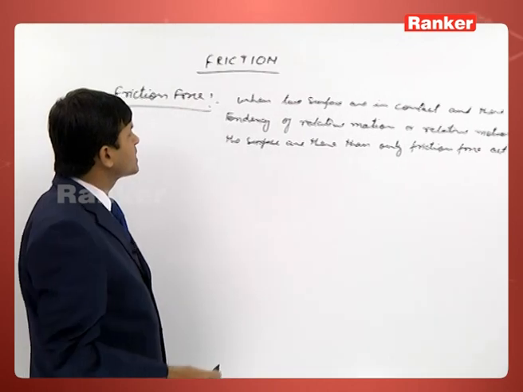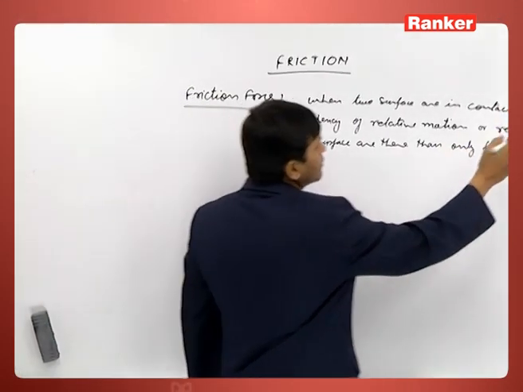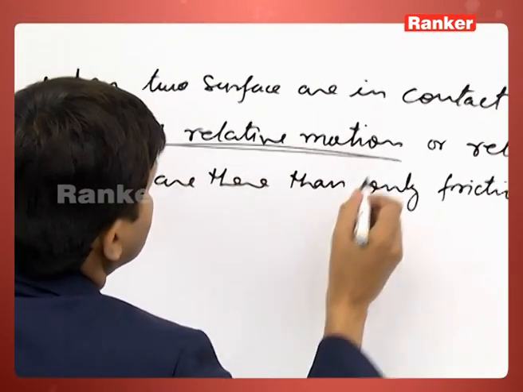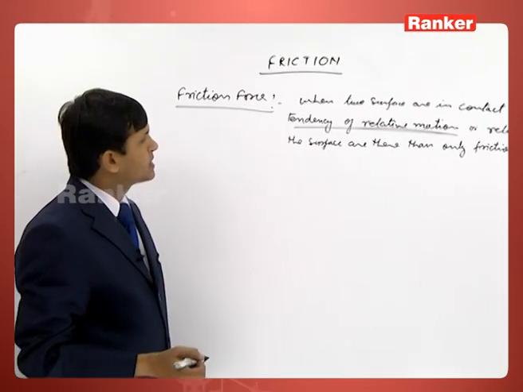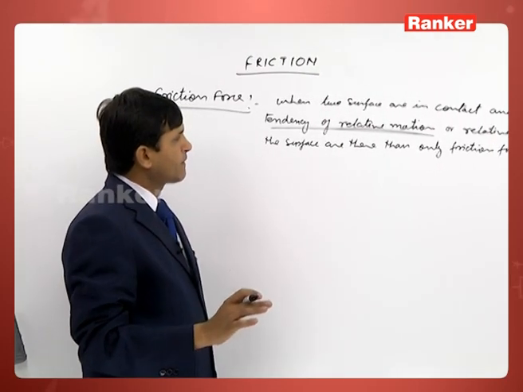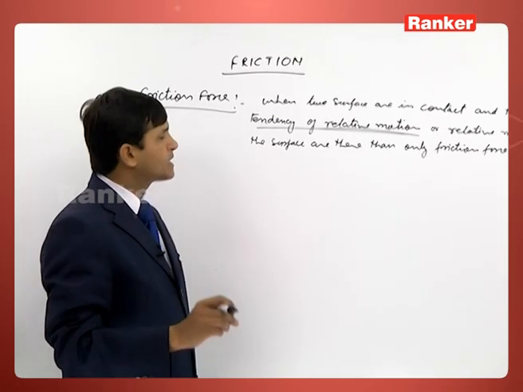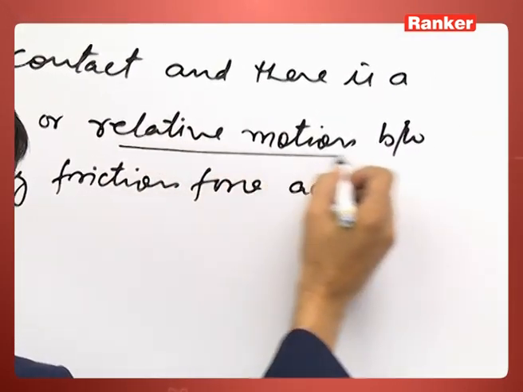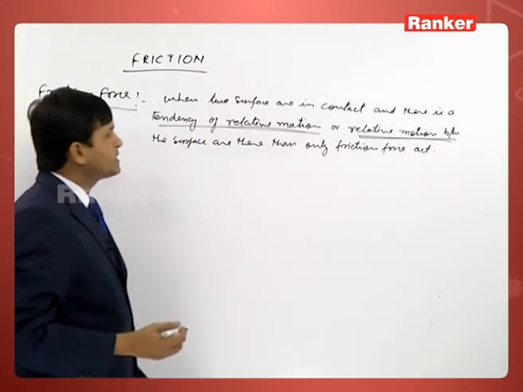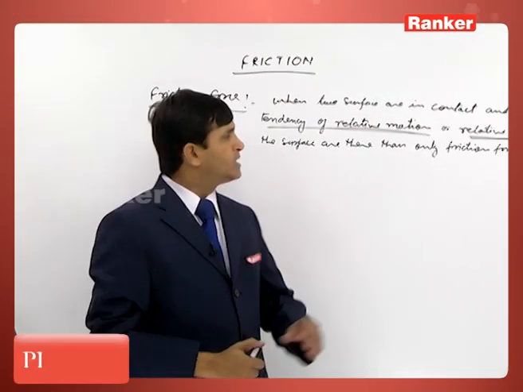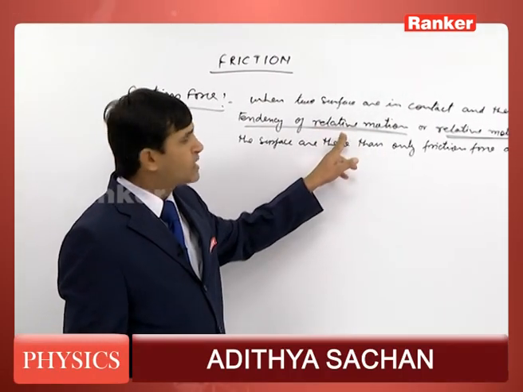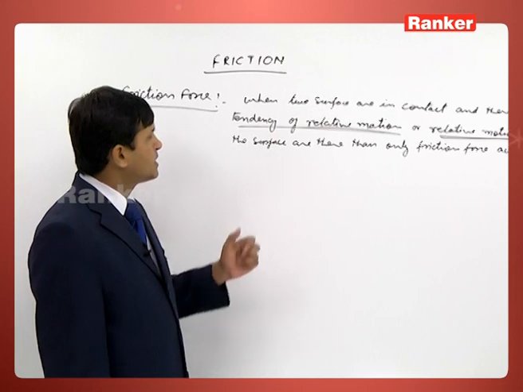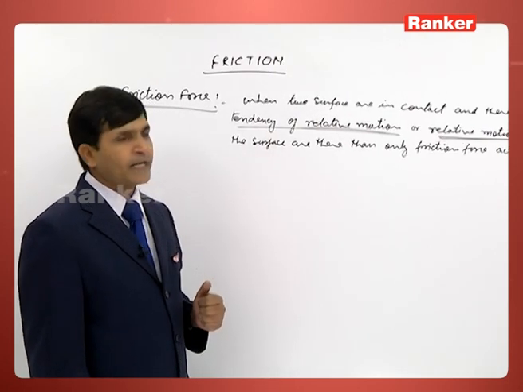So most important point here, there are 2 points. One is there is a tendency of relative motion. Tendency of relative motion means body is at rest, body is not moving, but it has a tendency. How we can get tendency, that we will discuss. And another point is relative motion. It means in these two conditions, either it should have tendency, even if motion is not there, but tendency is there, or if it has a relative motion, then only the friction force acts.